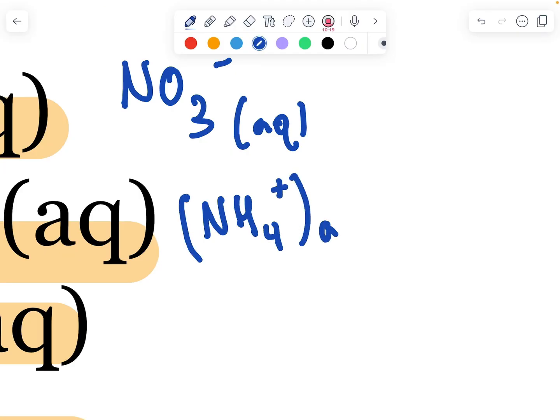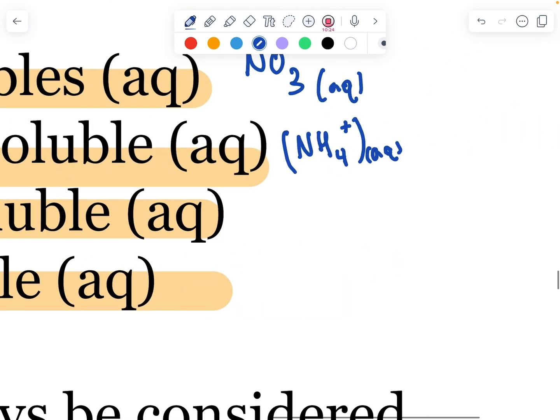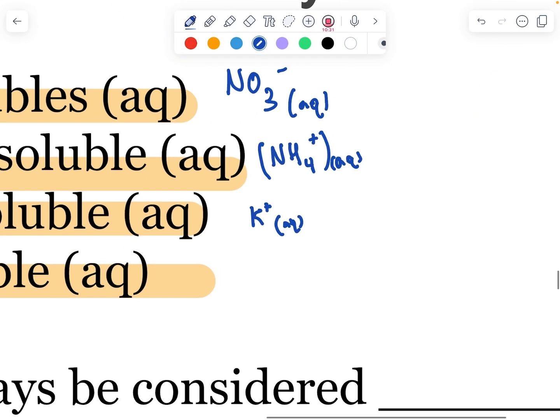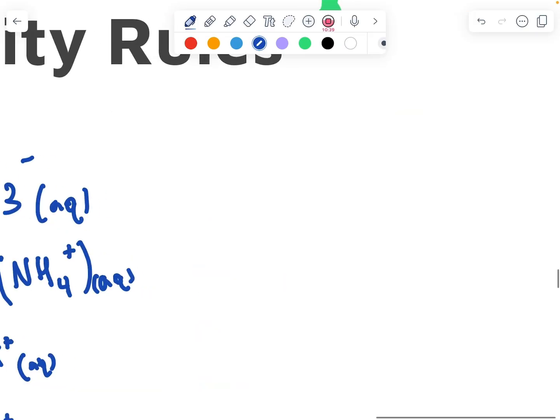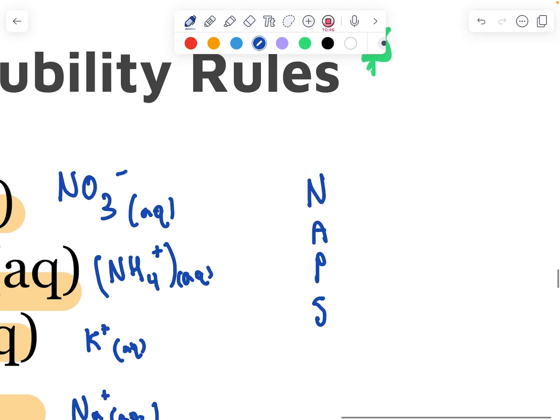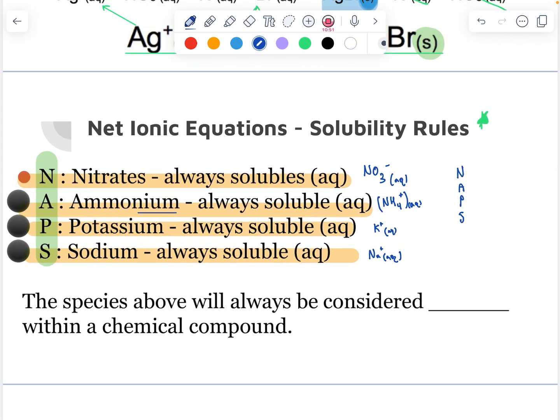aqueous. And then we have potassium, which is K positive, aqueous. And then we also have sodium, which is Na positive. I denote this NAPS: N is for nitrate, A is for ammonium, P is for potassium, and S is for sodium. Note that it starts not with the chemical symbol, but with the actual name, and the species above will always be considered soluble.